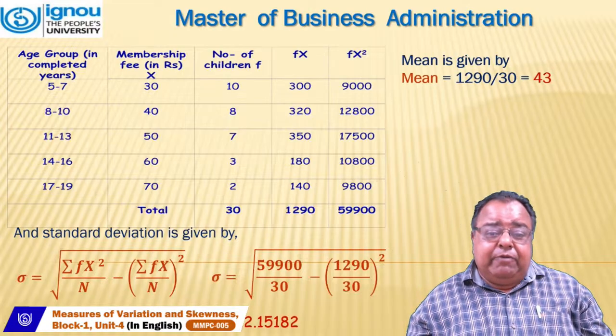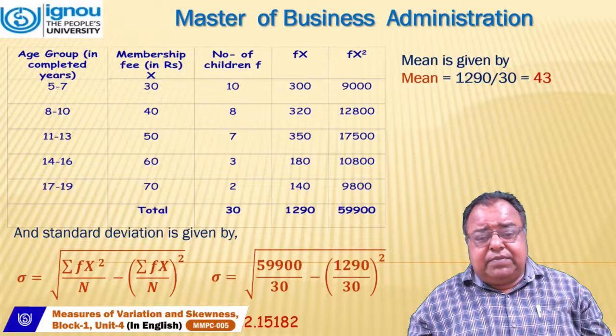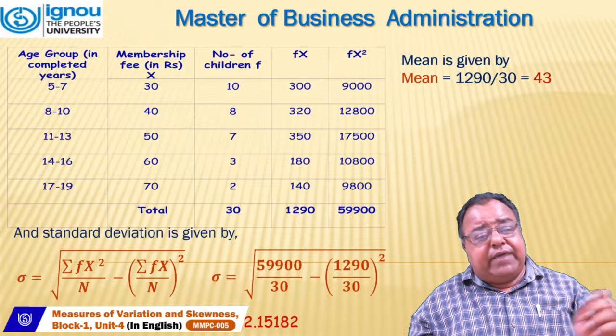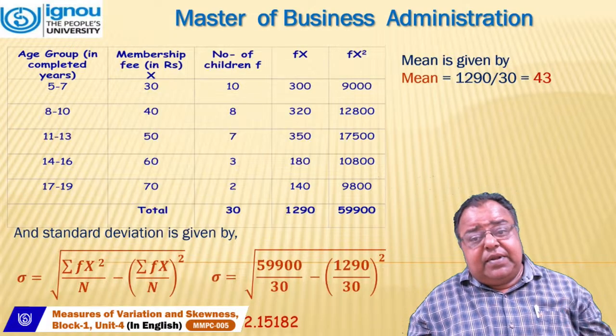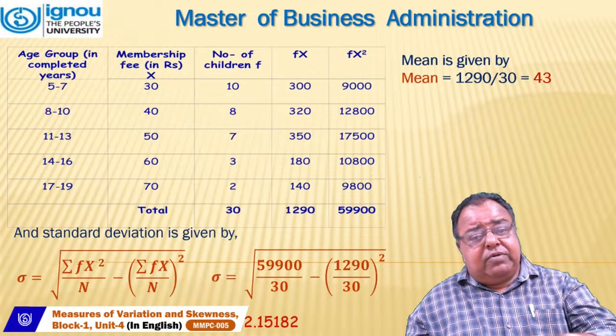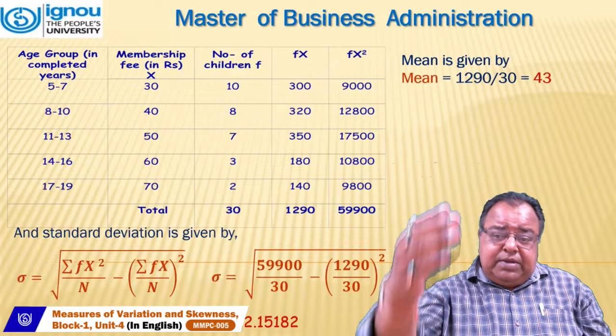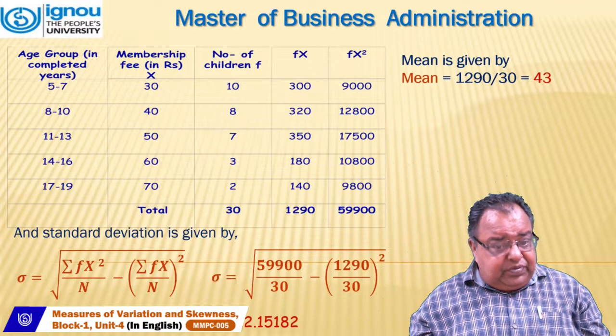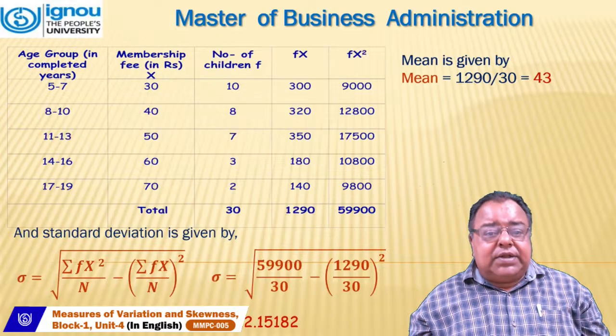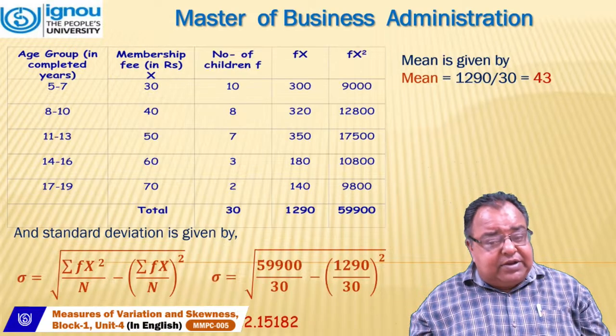After multiplying, we will get fx as 30 into 10, which becomes 300, and fx square. We have to square 30. 30 square is 900, into 10 is 9000. So similarly, we will be evaluating for all the groups. And we have to sum. Sum of the frequency will be 30. Sum of fx is 1290. And the summation of fx square is 59900.